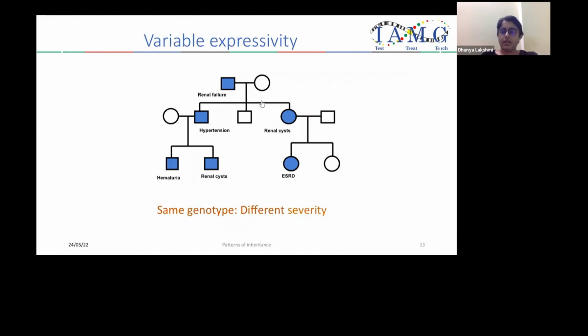Another feature that can be demonstrated in autosomal dominant conditions is variable expressivity. Here, individuals having the same genotype may express different severity of the condition. For example, in this pedigree, a family having a variation causing autosomal dominant polycystic kidney disease can have individuals with different severity of clinical conditions.